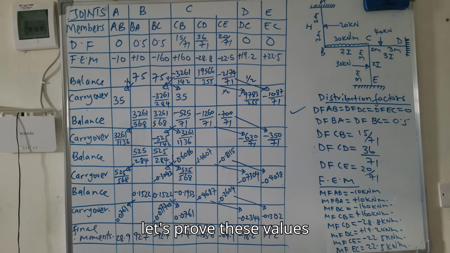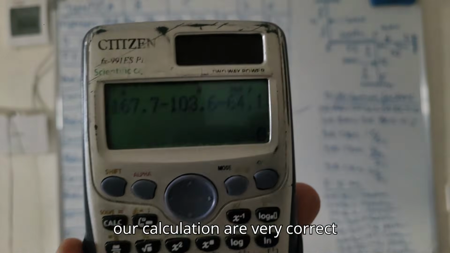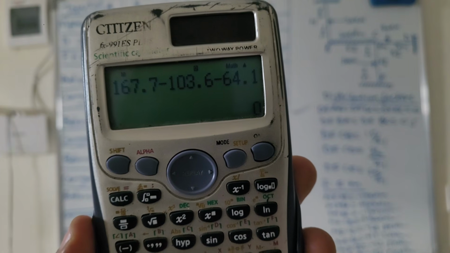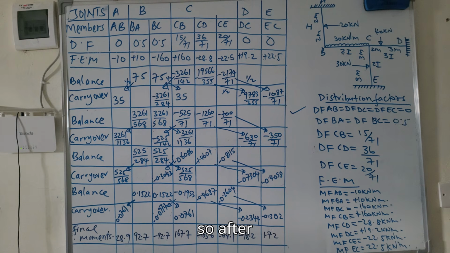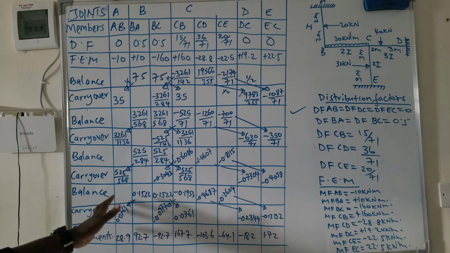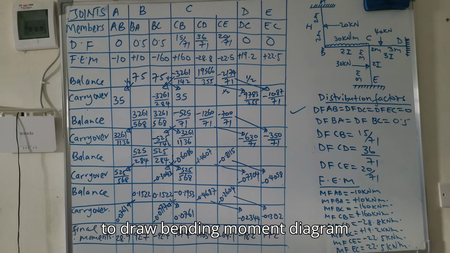So let's prove these values. 167.7 minus 103.6 minus 64.1. So the answer is equal to 0. So it means our calculation is very correct. You can check on my calculator. After this, what follows next is to draw the bending moment diagram.